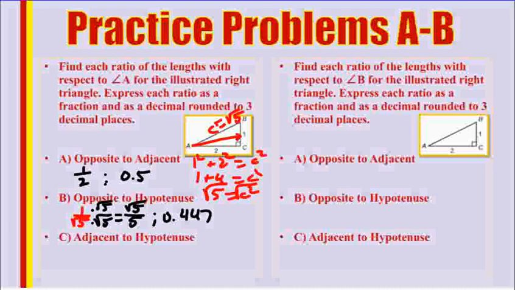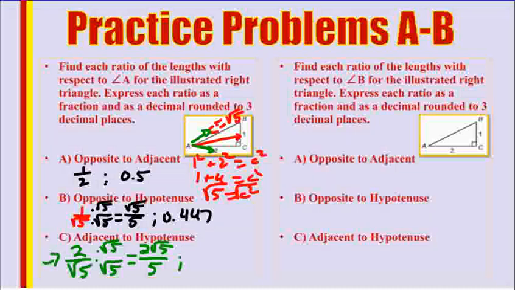And then adjacent to A, which is touching A, to the hypotenuse, which is square root of 5. Again, need to rationalize it by multiplying by the square root of 5. So I would have 2 square root of 5 divided by 5 as our fraction. And then as a decimal, I'm just going to do the initial one. So 2 divided by the square root of 5, you would get 0.894.